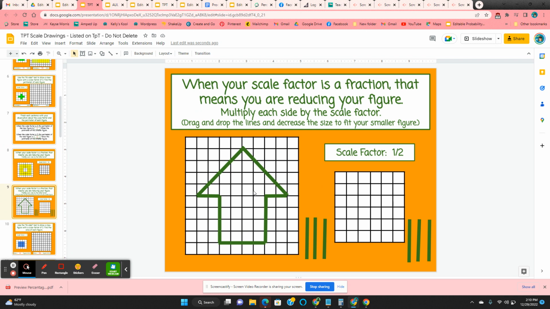The next one, they're going to create an arrow, and this time they're going to use these green sections here. And so its scale factor is 1/2. That means they divide each of the sides by 2. And if they want to move these pieces, they click on this little blue circle, and they can move it where they want. So they can make the pieces longer, shorter, but they're going to create the same arrow using all of these pieces.